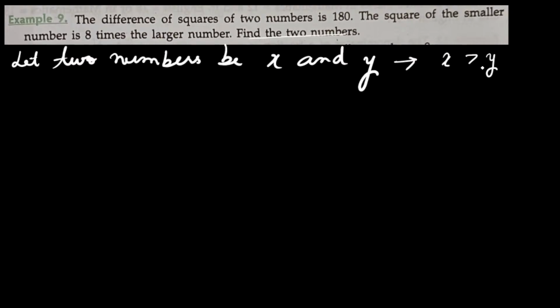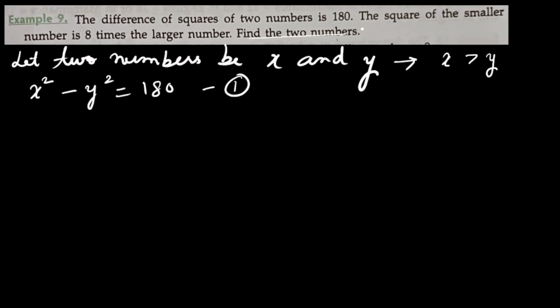I'm just assuming. So for difference, I told you the greater number I have to write at the starting. So difference of the squares of two numbers, that means x square minus y square is equal to 180. X square minus y square is equal to 180. And this is our first equation.